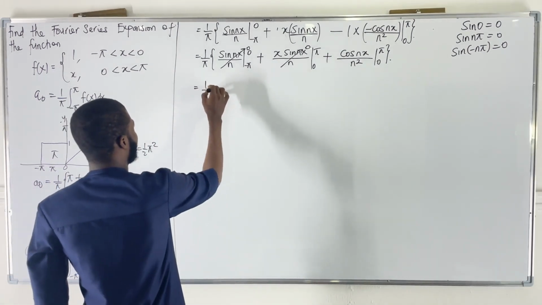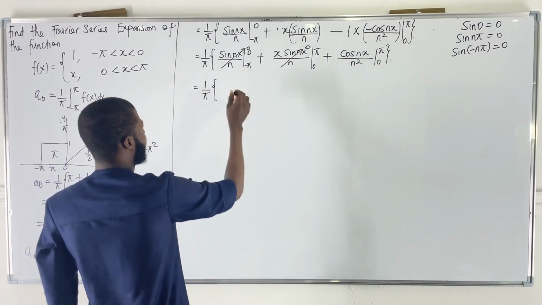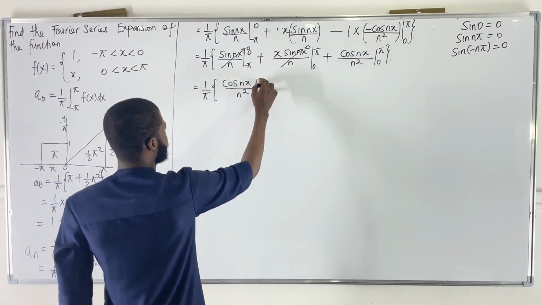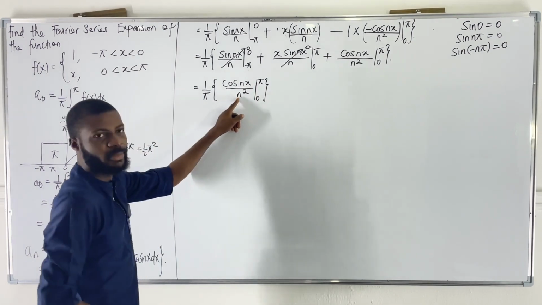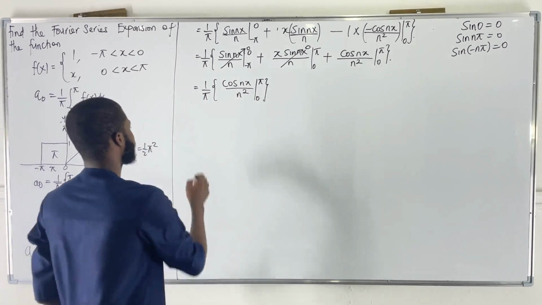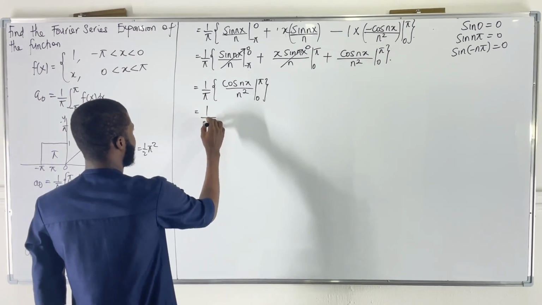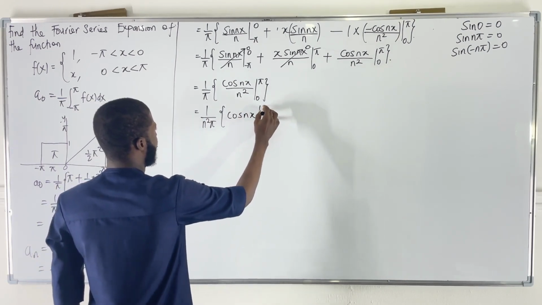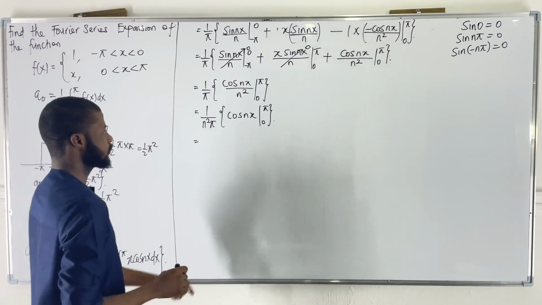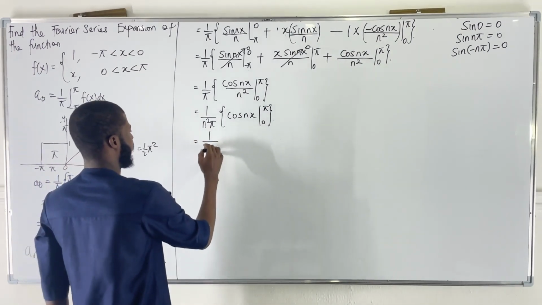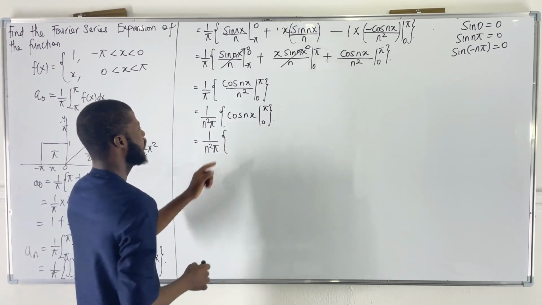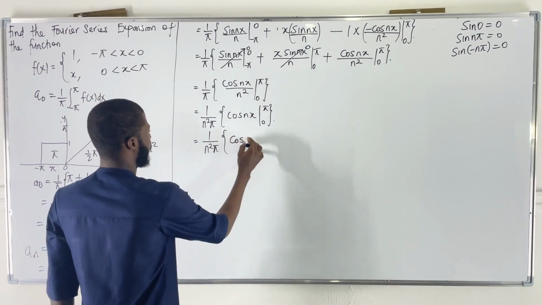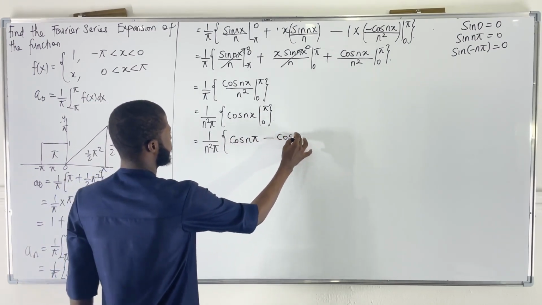Okay, so this will become 1 over pi. Then we have cosine of nx over n squared from 0 to pi. Now the n squared is common, so I could bring it out. So this will be 1 over n squared pi, then we have cosine of nx from 0 to pi. All right. Next, this is 1 over n squared pi, then cosine of nx. Anywhere I see x, I'm going to be putting pi. So this will be cos n pi minus cos 0.